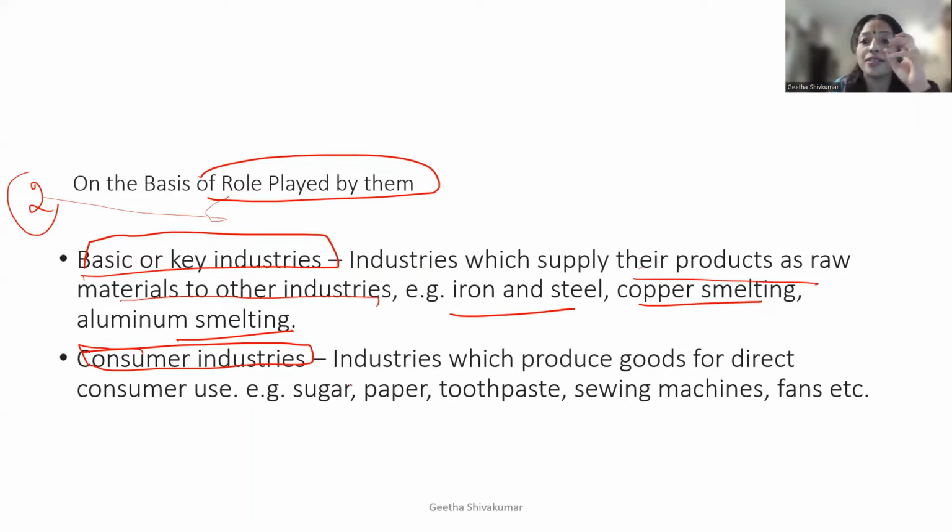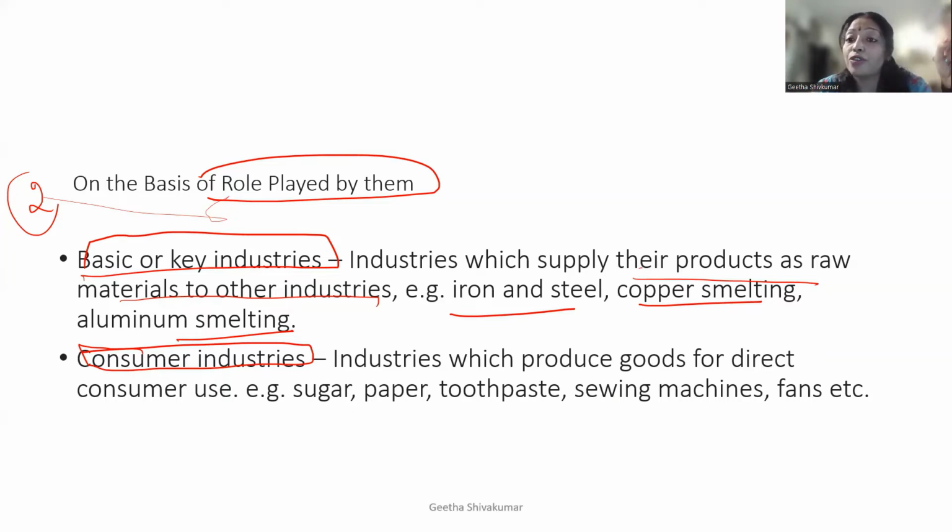What are consumer industries? Assume yourself as a consumer. Whatever is being consumed, the industries which produce the consumer commodity. In the morning you get up, what do you do? The first thing, you brush your teeth, so toothpaste. After that, you have your Bournvita or coffee or tea. What do you mix in that? Sugar, so sugar industry. When you go to school, you carry notebooks with you, so paper industries. Machines, fans, etc.